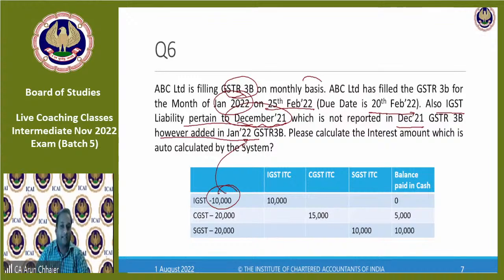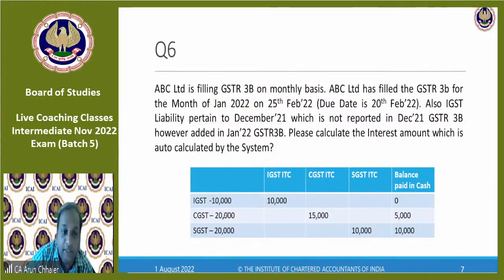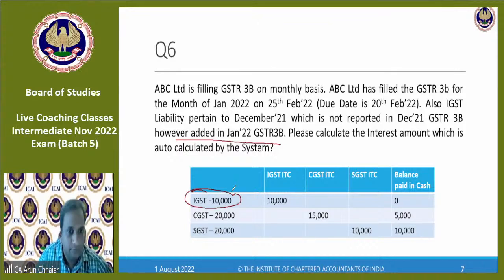Please calculate the interest. First, I am asking the question: tell me whether this December liability I have declared in the same tax period or a subsequent tax period. Give me the answer of only this question. Same tax period or subsequent tax period?